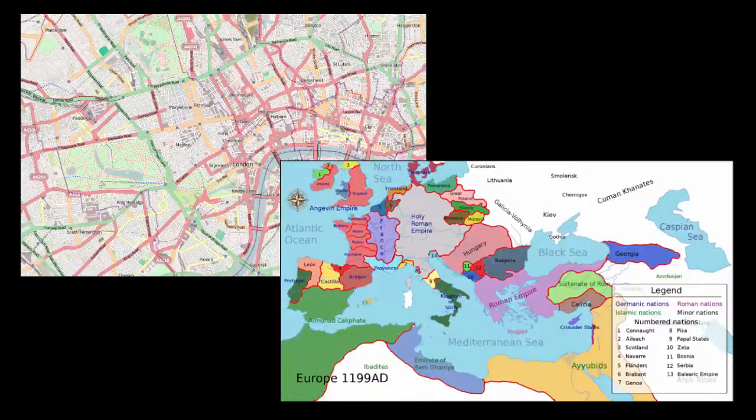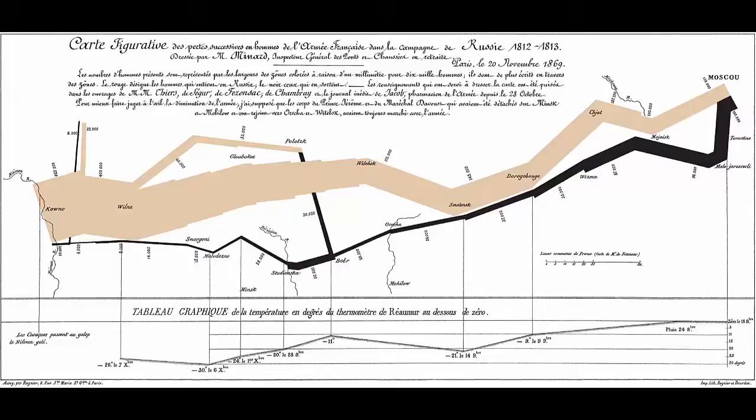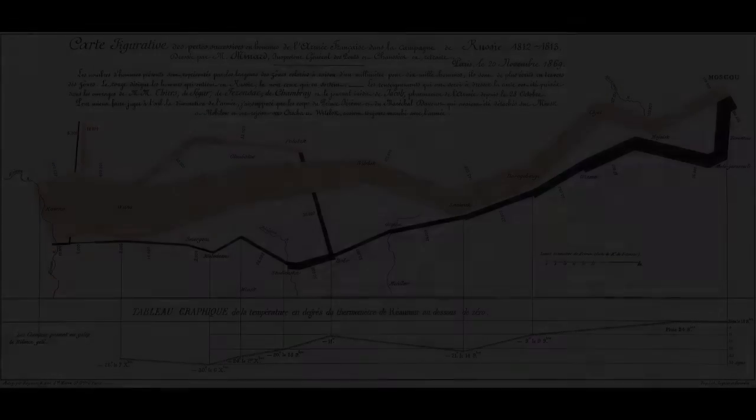Most of us are familiar with street maps and political maps, but geospatial data can be harnessed to tell stories about data in unique ways. A great example of this is Charles Minard's 1869 map that tells the story of Napoleon's attempt to invade Moscow. The original map is in French, so let's look at a modern reproduction of the map in English.